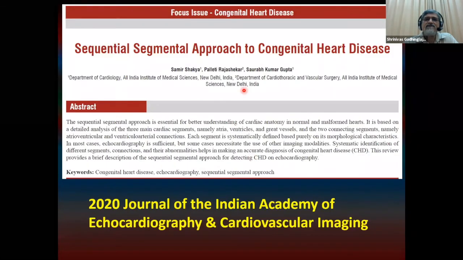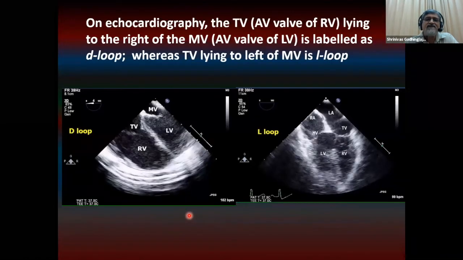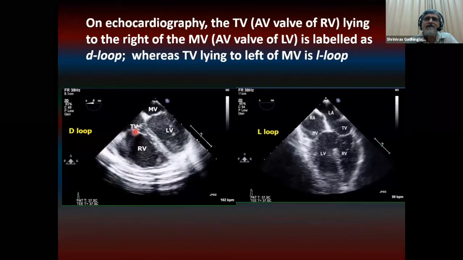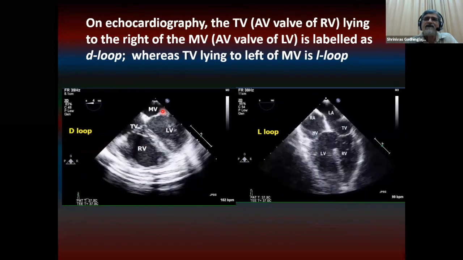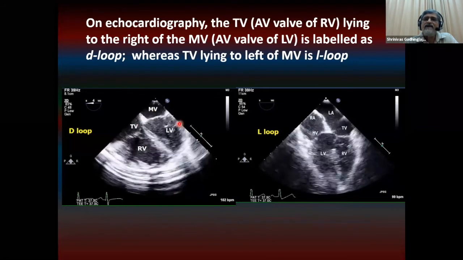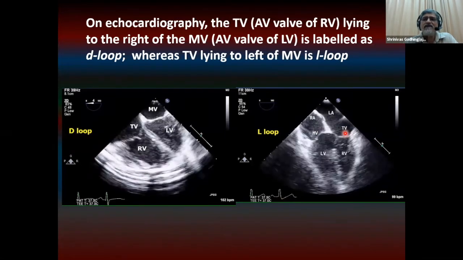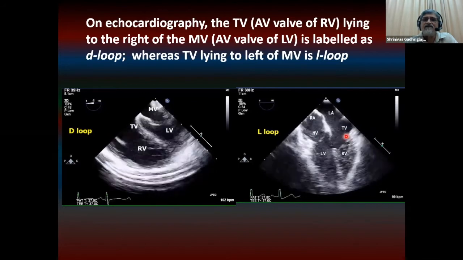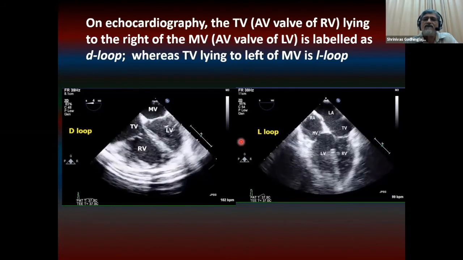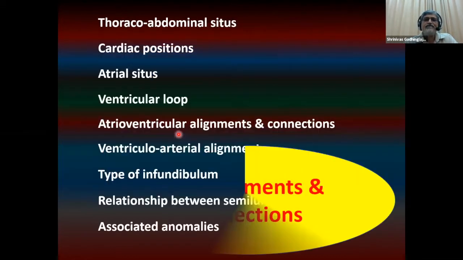For echocardiography, there is a good article published recently, last year, in the Indian Academy of Echocardiography, and what they suggest is: if the tricuspid valve, or the RV inflow valve, is on the right side of the mitral valve, it is called D loop. If the tricuspid valve is on the left side of the mitral valve, it is called L loop. It is very simple. In most conditions, this corresponds. That means we need not go for all the principal changes. This is what we can identify.